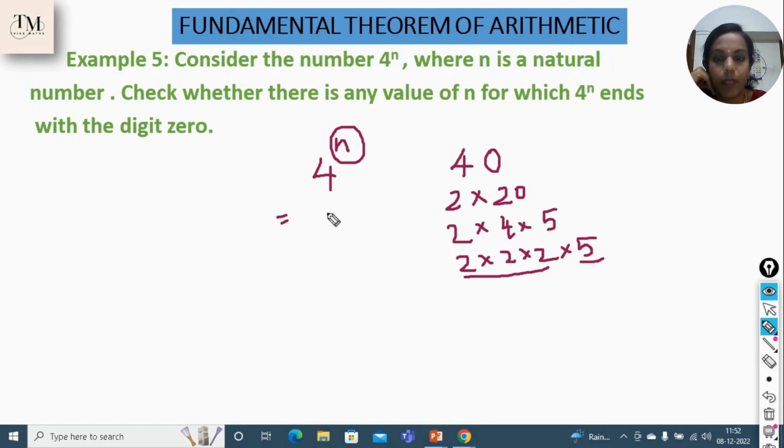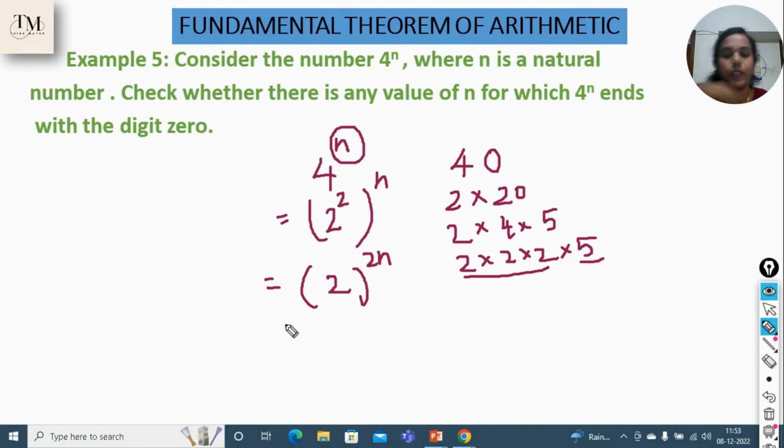So 4 can be written as 2 to the power 2. 2 square is 4. So 2 to the power 2, power n. So this is nothing but 2 power 2n. This means for any value of n, if we substitute n equal to 1, it will be 2 to the power 2. If we substitute n equal to 2, this will be 2 to the power 4. So whatever be the value of n, the value will be a product of 2's.